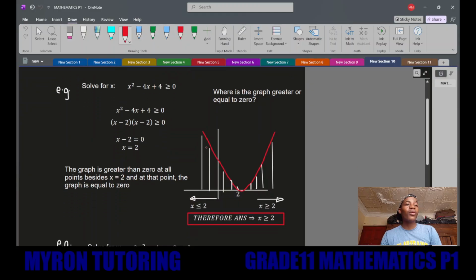Let's do another one. We have a quadratic inequality, but with a greater or equals to sign. So what do we do then?